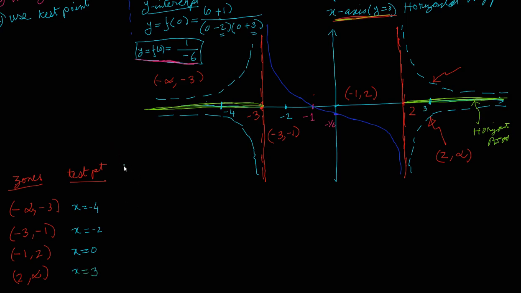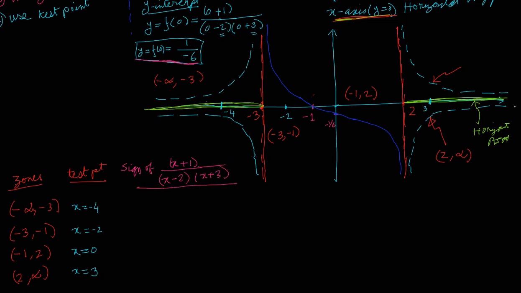Okay, so now I am going to try to find the sign of my function, which is (x plus 1)(x minus 2) over (x plus 3). All right, so this is the expression whose sign I want to find.